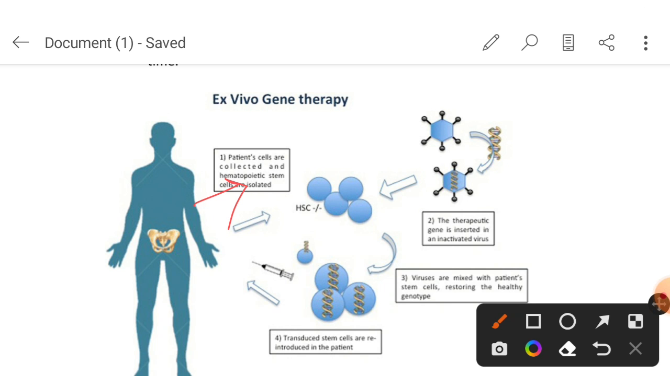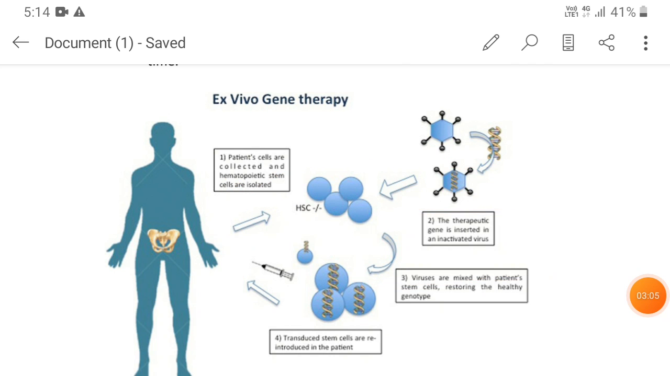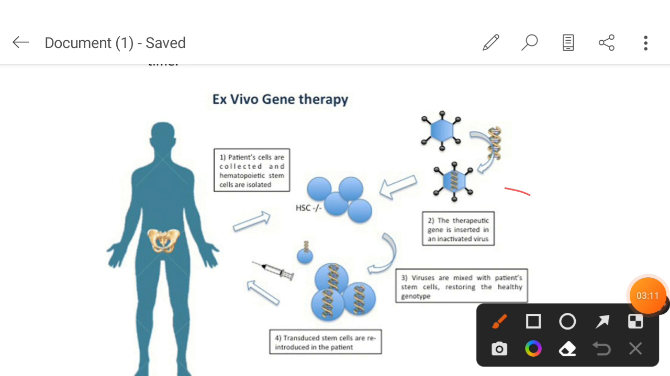So suppose the defect is in the skin. First of all you have to collect the patient's cells. Now you will grow them in an appropriate culture medium. Then you will use a vector system for transferring your gene of interest inside those cells present in the petri plate. According to this picture, the therapeutic gene is inserted in an inactivated virus, and then the virus is used as a vector for transferring.